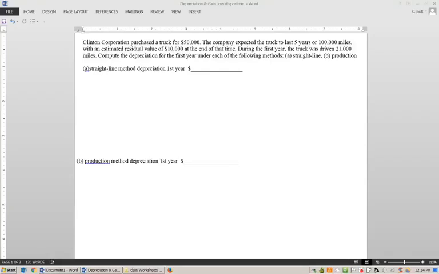Let's talk about something called depreciation and go through a few definitions first, and then we'll work on a problem. First of all, we're talking about assets: fixed assets, long-term assets, assets that we think will be used in the business to help us make money that will last longer than a year. The matching principle says that we have to evenly allocate the cost of these assets over their estimated useful life.